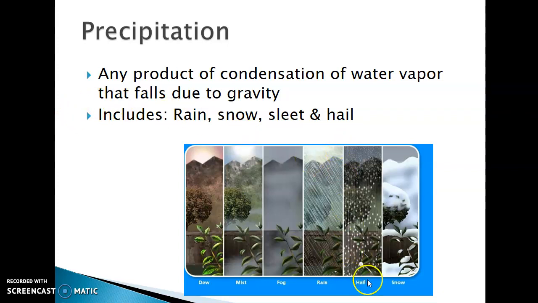This diagram shows our different forms. It also throws in things like dew and mist. Dew is a form of condensation that doesn't necessarily fall due to gravity. Dew forms on solid surfaces, so it's not in a falling situation. Mist also doesn't fall. It stays suspended in the air with tiny little droplets that you walk into. But we know what mist and fog are like. They're all types of condensation, so it kind of works.